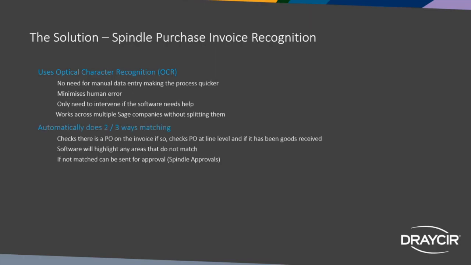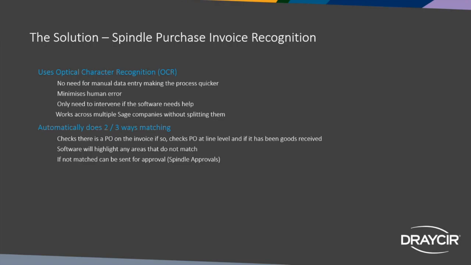For those of you, and probably not all of you, using purchase order processing, then it will do the 2- and 3-way matching automatically. So it will check that there's a purchase order, first of all, on the invoice. If it does see the purchase order, it will then start checking it against what your purchase order is in Sage. And that will include both line level detail, but also if it's been goods received as well. Now, the software will highlight to you if it doesn't match, because you need to know about that.